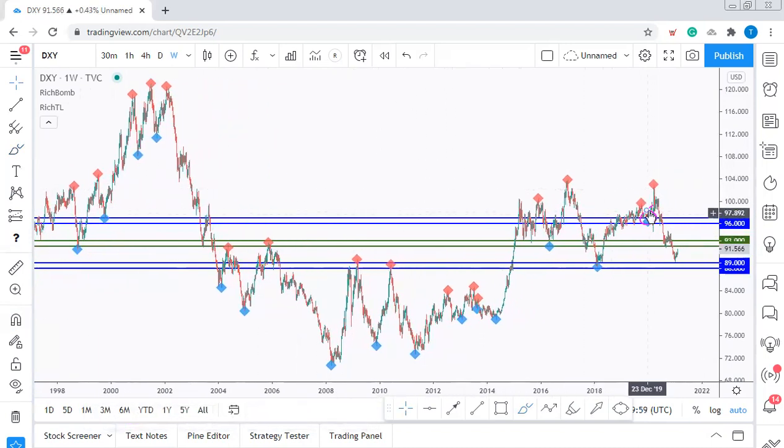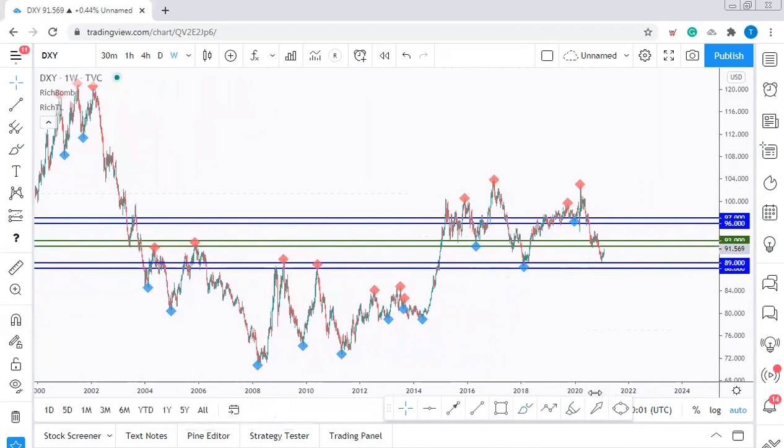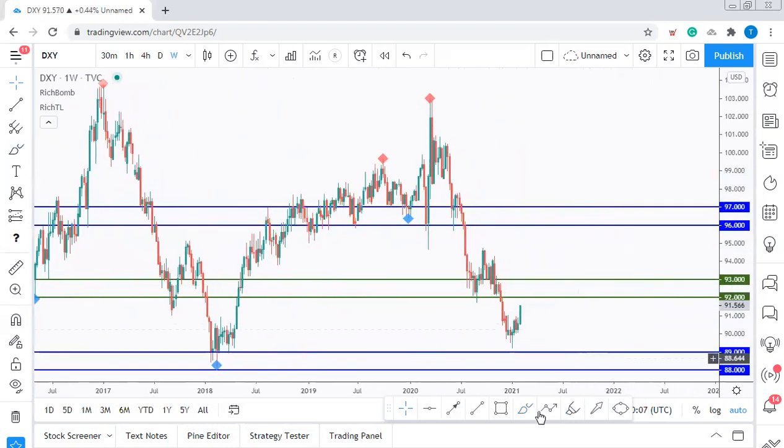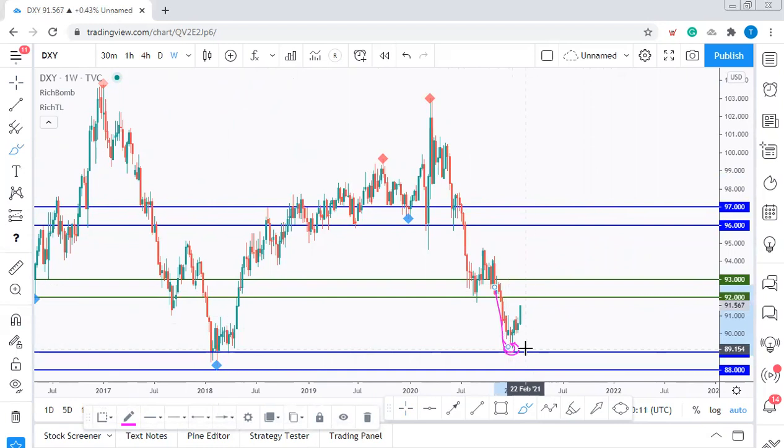So from a weekly perspective, we know that the DXY is currently sitting inside this range. Now we can zoom in, and as price approached our support, which already happened, we could look for buy setups. And of course, as price approaches our resistance, we will be looking for sell setups.